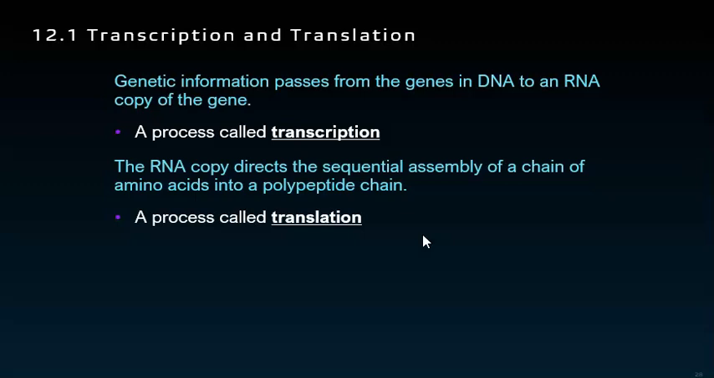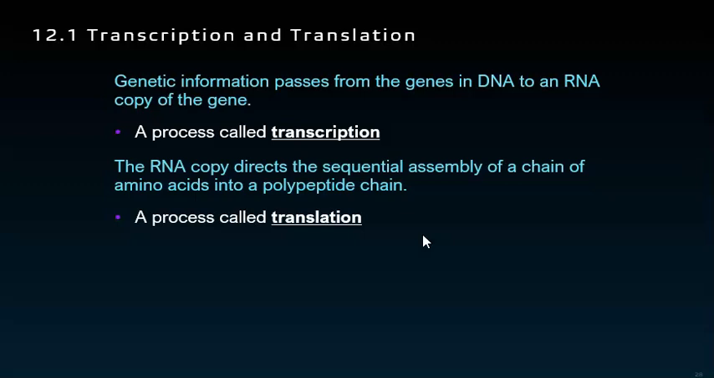Genetic information passes from the genes in DNA to an RNA copy of the gene, which is a process called transcription. So that's what we just talked about happening in the nucleus. We are making an RNA copy of our DNA information. Then we go outside of the nucleus into the cytoplasm, and the RNA copy directs the sequential assembly of a chain of amino acids into a polypeptide chain, which will become a protein. This is our process called translation.